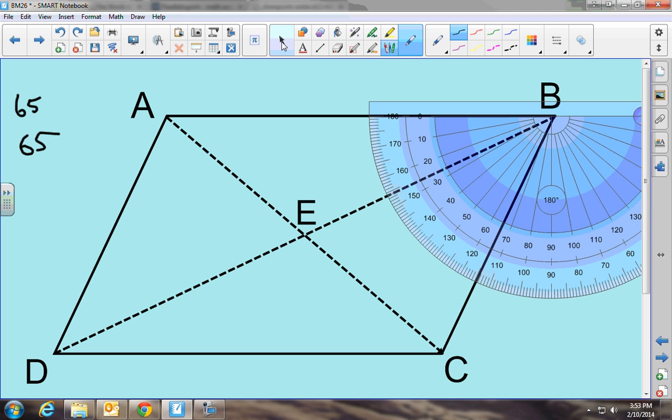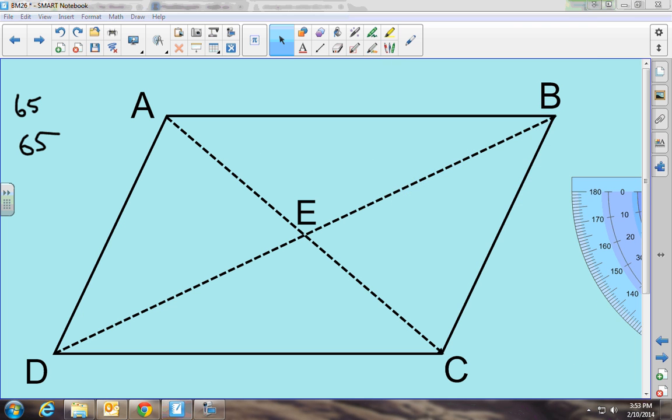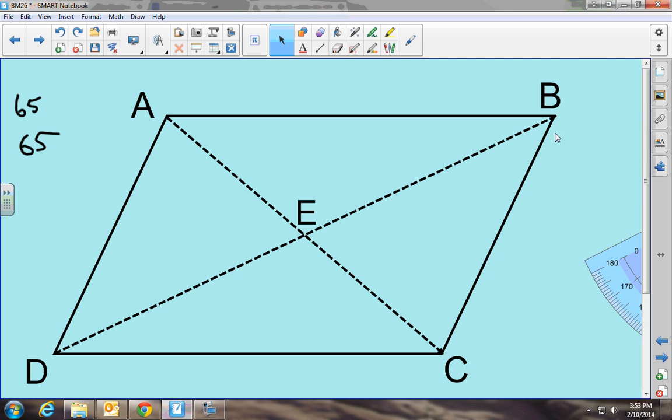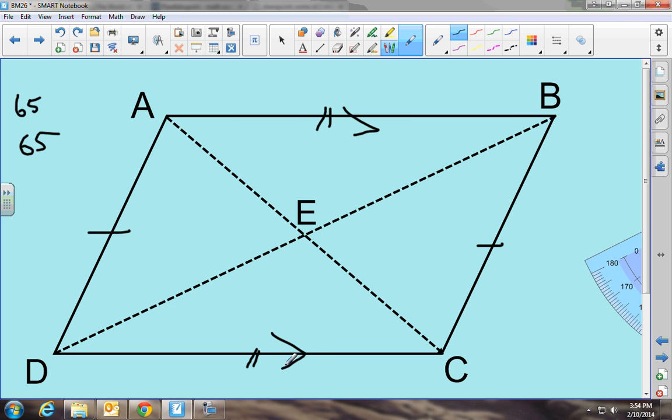Okay, let me get the protractor out of here. You can see, but we could measure if you wanted to, that this side right here, BC, is congruent to AD. And you can see this side, AB, is congruent to this side. Okay, so opposite angles are congruent, opposite sides are congruent, opposite sides are parallel. Sorry about the sloppy writing, but it's hard to write with a mouse.